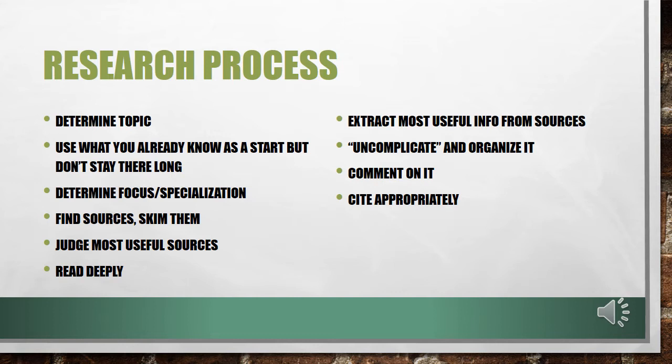Your next step would be then to extract the most useful information from those sources, uncomplicate it, so you're not simplifying, but you're trying to help the reader understand what they need to know to have a better understanding of the topic. You, of course, are striving to be more of an expert, and so that judgment should be based on something useful, and of course, in this case, your research. You're also then choosing the order in which you are presenting that to your reader. You want to then comment on this information and, of course, cite appropriately.